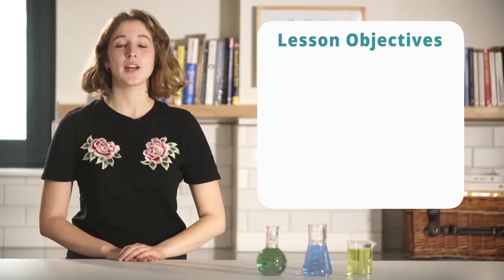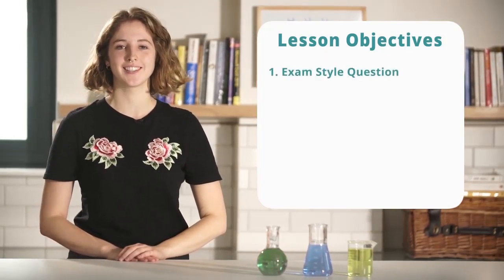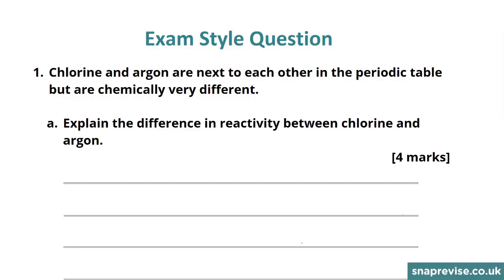Guys, in this video we're going to be working through an exam style question. The question starts with a piece of information, which is that chlorine and argon are next to each other in the periodic table, but that they are chemically very different. And part A asks you to explain the difference in reactivity between chlorine and argon.